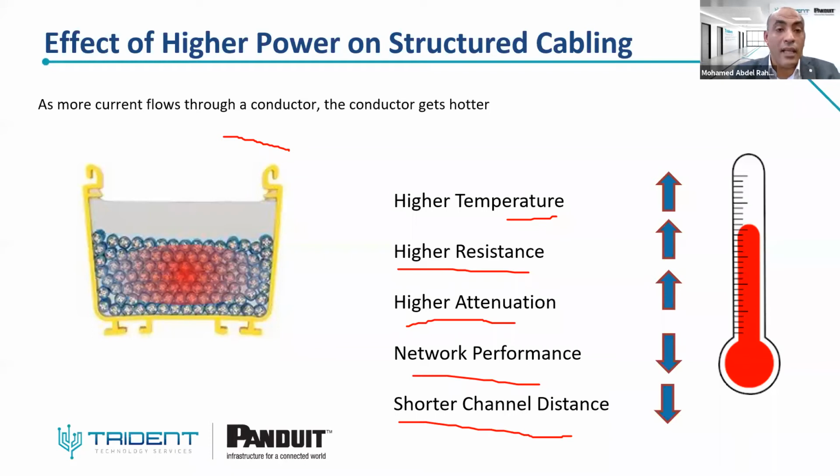Another very important issue to understand is the effect on performance of the heat generation introduced in the cable bundle. With heat generation in a single cable, where you have only one cable running from the cabinet to the outlet, you don't have any problem. The problem comes from having bundles of cable.